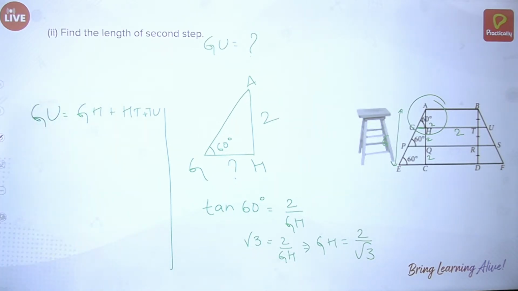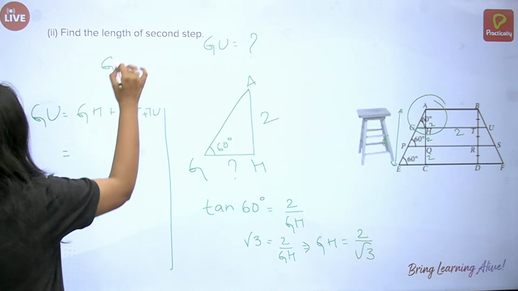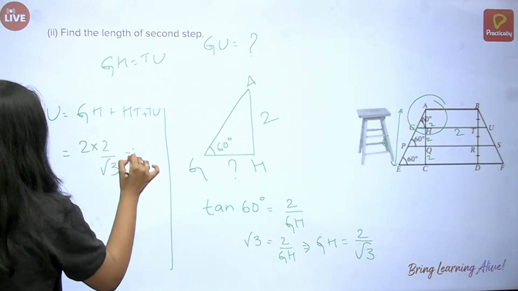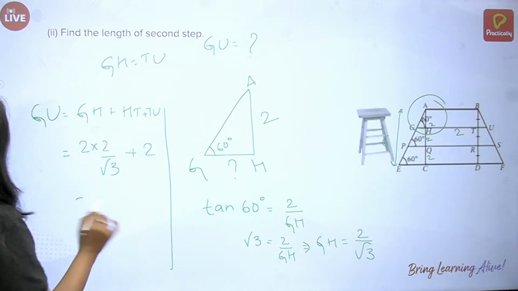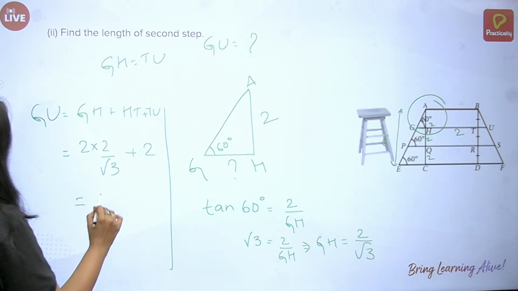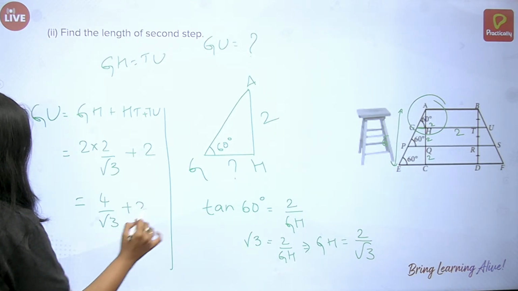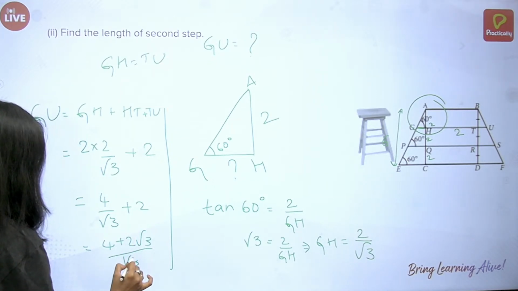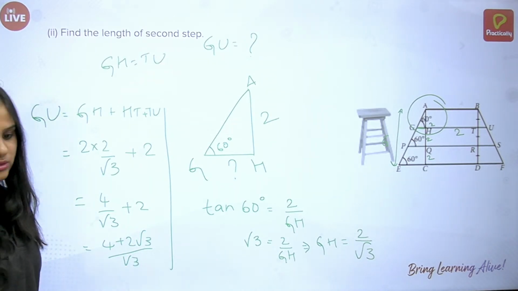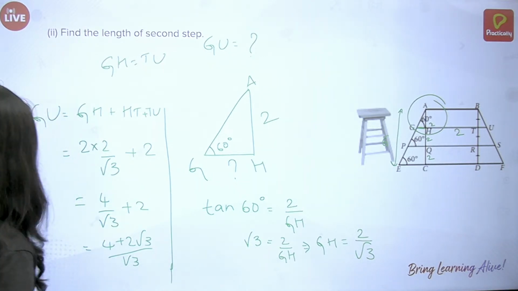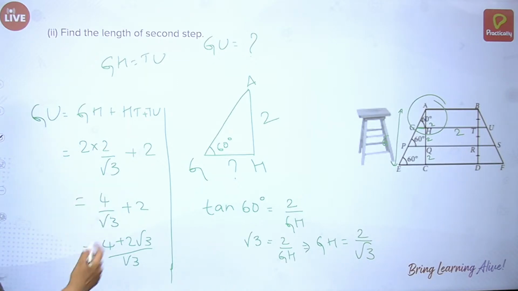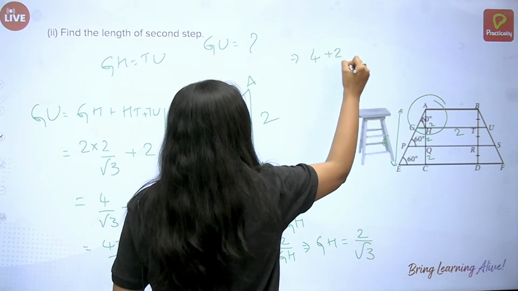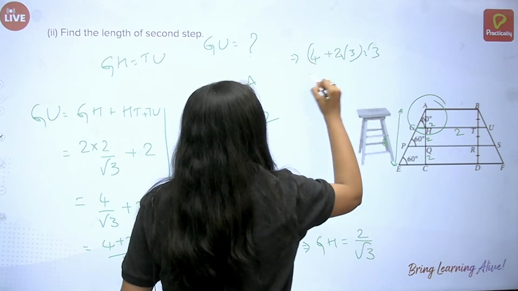Correct. So, let us do. GH equals TU. So, 2 into 2 by root 3 plus 2. So, 4 by root 3 plus 2. So, 4 plus 2 root 3 by root 3. Okay, just substitute and tell the answer. Okay, we have to rationalize this, correct? So, if we rationalize this, where should I write it? So, it will be 4 plus 2 root 3 times root 3 by 3.